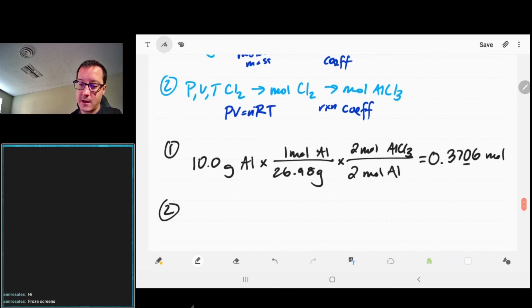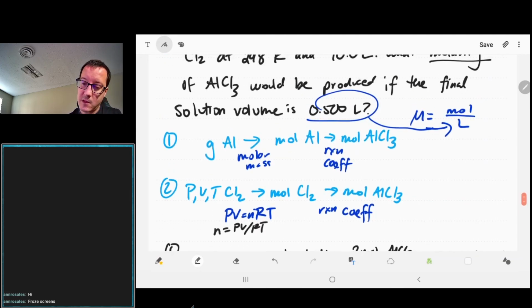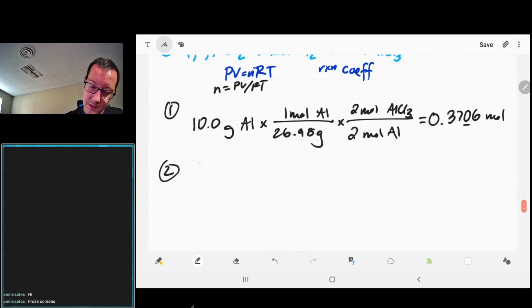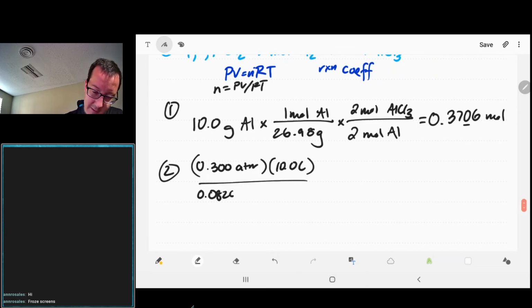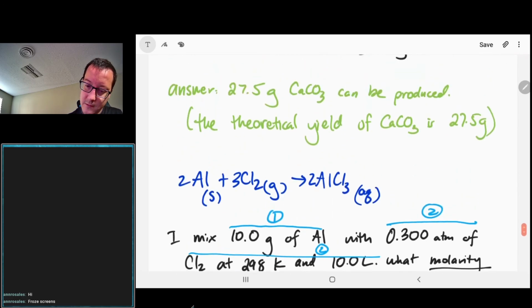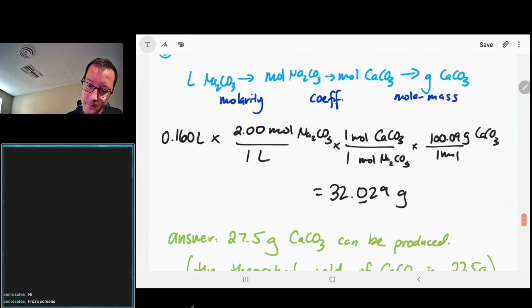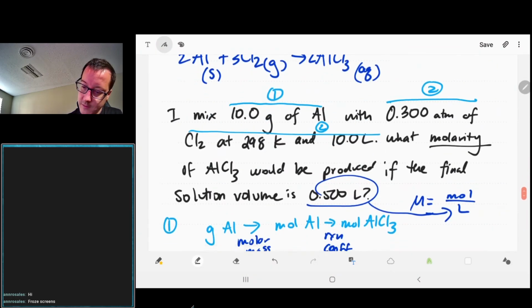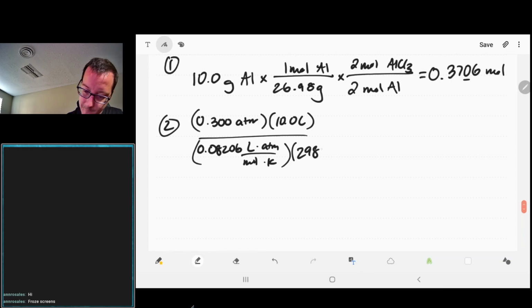Our second one, we had all this fun stuff. So n is PV over RT, right? So we've got to plug all this in. We've got PV up top: 10 liters, 0.08206, and 298 Kelvin, yeah. So that'll be moles.